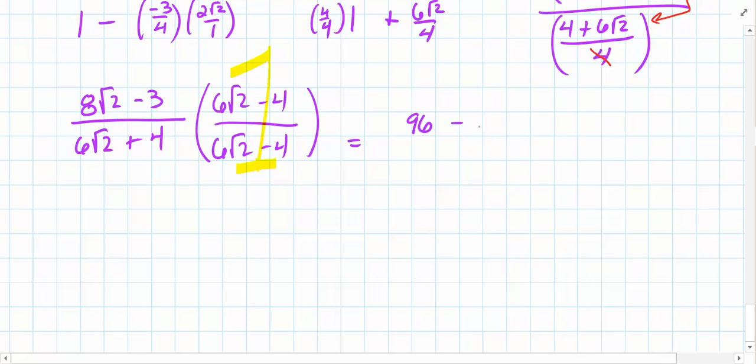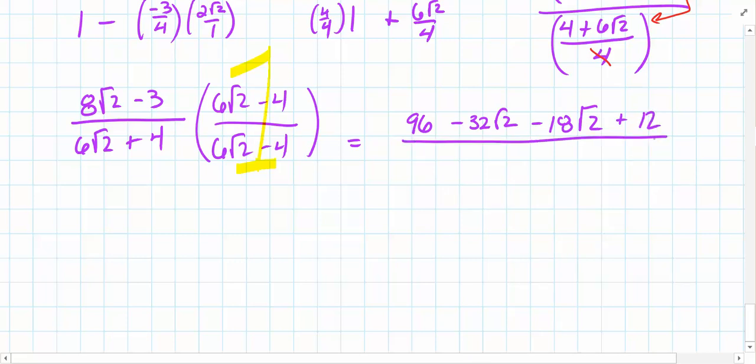That's going to be -32√2. Okay? Let's do inner. Let's do 6√2 times the -3. That'd be -18√2. Okay? Let's do last. -3 times -4 is a +12.